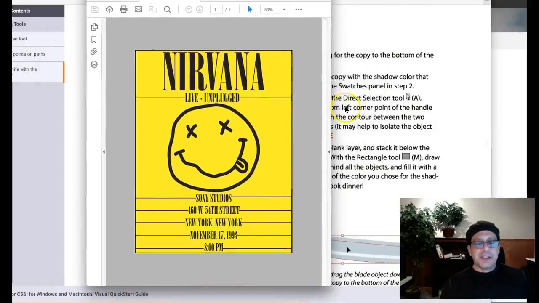I'm an AIGA portfolio reviewer, and I have been for about the last 10 years. So in here at my studio, I hire a lot of designers. I look at probably 3,000 portfolios a year, and this is something that comes up. So I'm highly recommending that you consider a new direction.